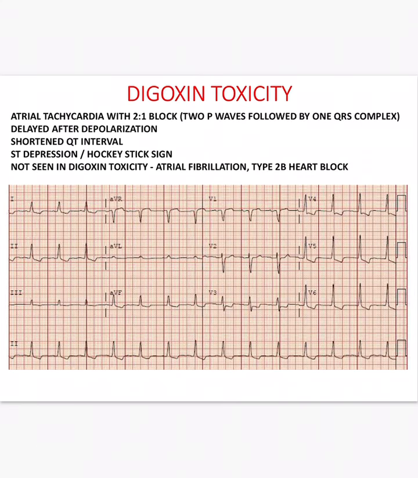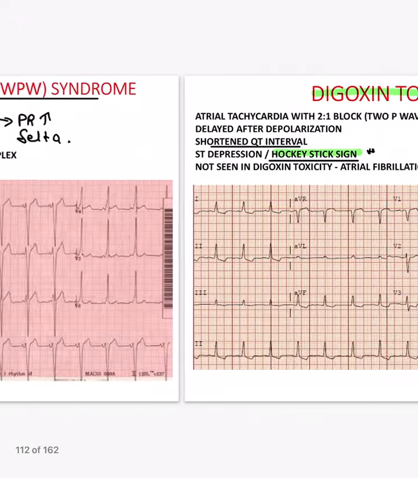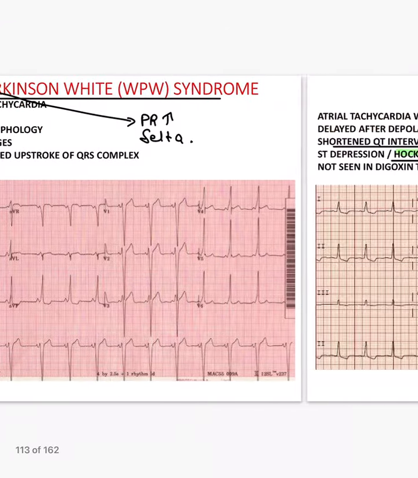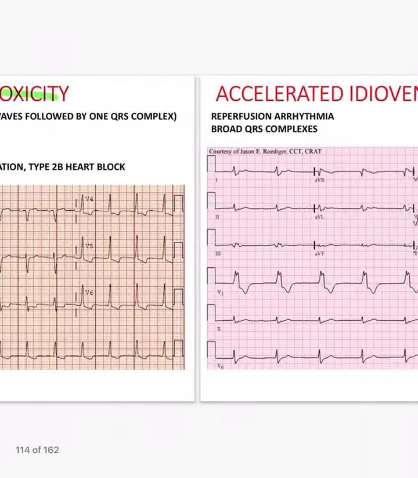digoxin toxicity. So what happens in digoxin toxicity? You have shortened QT interval, and this is important. Digoxin toxicity shows a hockey stick sign. So this is important here in digoxin toxicity, so that we need to know. Okay, so now coming on. What we read till now: this hockey stick sign is seen in digoxin toxicity. Then this delta wave was seen in Wolff-Parkinson-White syndrome.